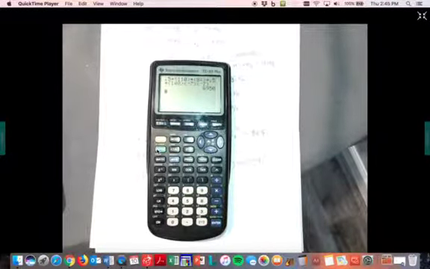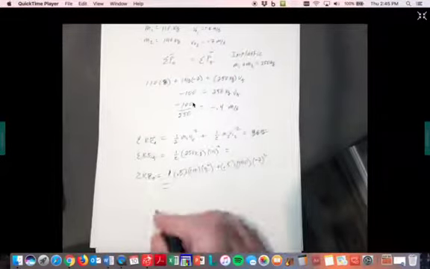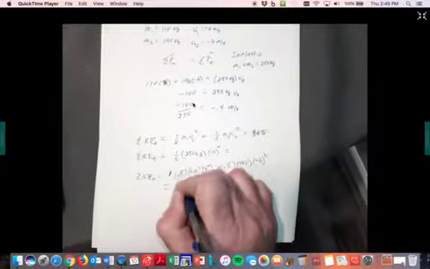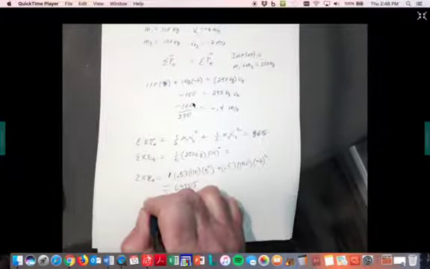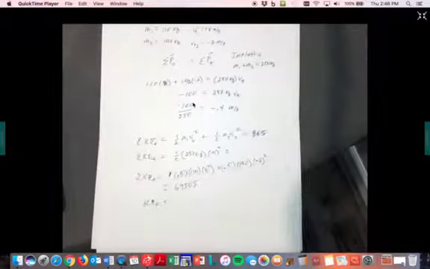Notice what I did. I went negative times the negative to get the positive. When I did negative inside here and made it squared, for some reason it came out to be negative on my calculator. But that makes sense to me. 6,950 joules.